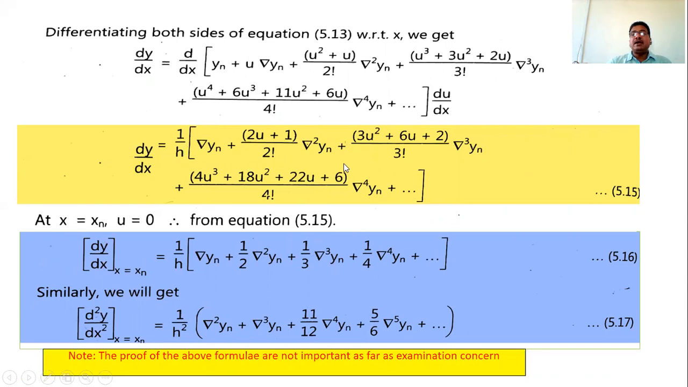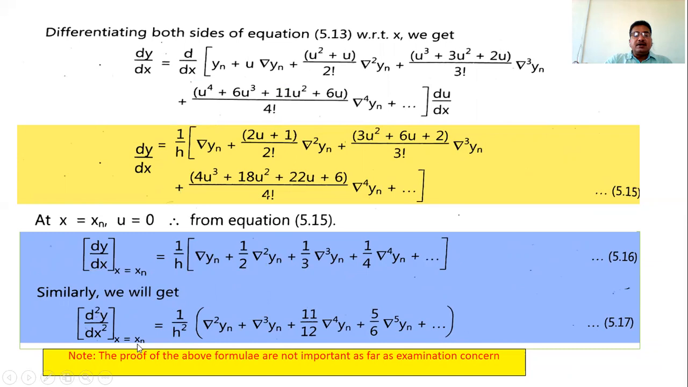Substitute u as 0 in this equation. So what do we have? 1 by h, del yn, minus 1/2 del square yn, plus 1 by 3 del cube yn, plus 6 by 4 factorial means 1 by 4, del raised to 4 yn, in this way. Then further terms are 1 by 5 del raised to 5 yn plus 1 by 6 del raised to 6 yn and so on. So this is the first order derivative at the last point.